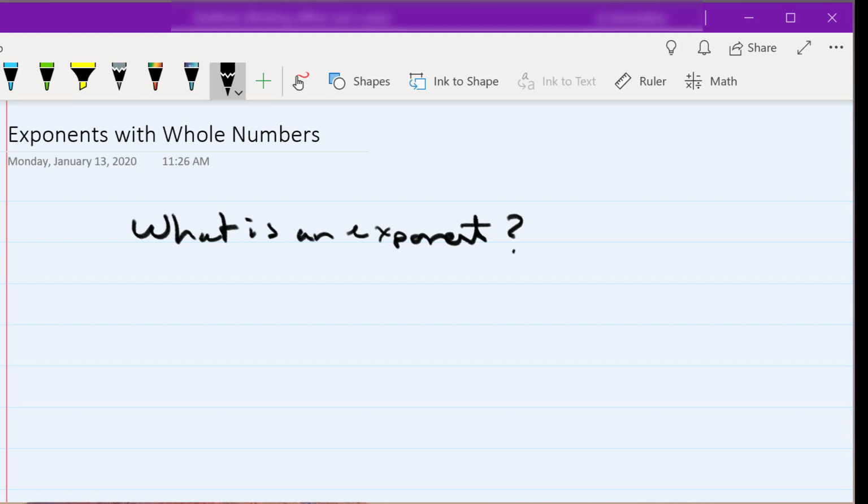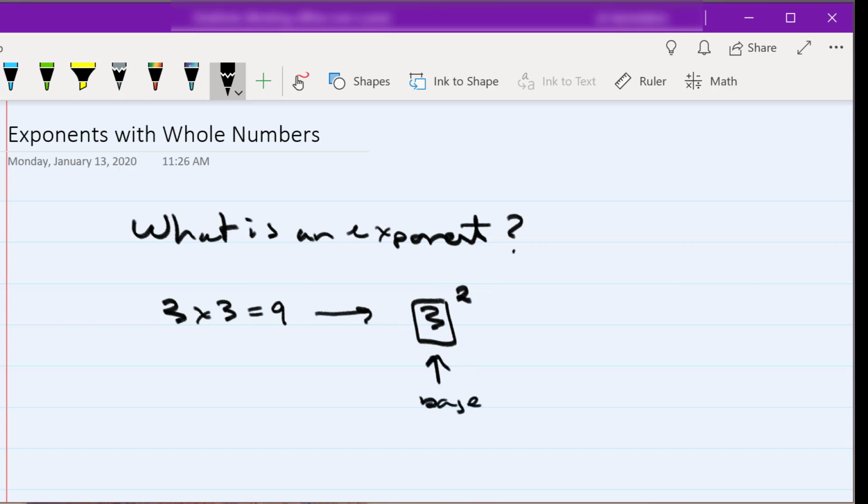So what is an exponent? If we look at an expression, for example, such as 3 times 3, which is 9, we can also write 3 to the power of 2, where 3 is our base and 2 is a power, or also known as an exponent.